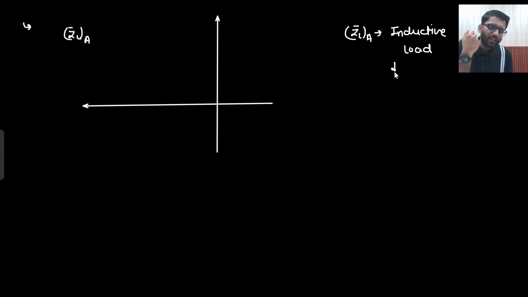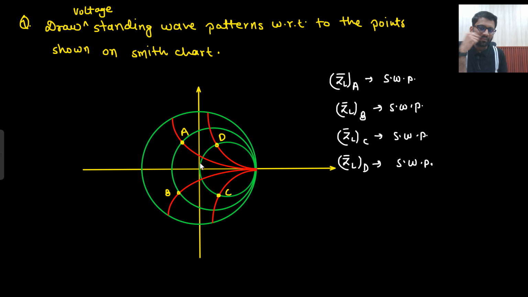First Vmax will occur. Where will I walk? I will walk in the clockwise direction, but the distance will be greater than lambda by 8. Why is that so? Because from here you are going to join this point to your origin. Once you have joined this point to the origin, what is this?